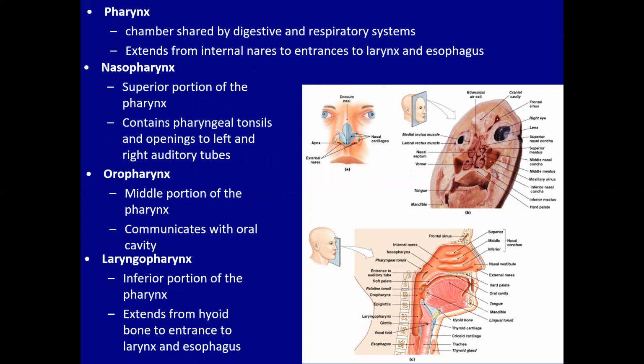Your pharynx is a chamber that is shared by both your digestive and your respiratory systems. So you can see that this is your pharyngeal area right here. You have the nasopharynx, which is the upper portion. It has your pharyngeal tonsils, which you can see right here. It also has the opening to the auditory tube right here.